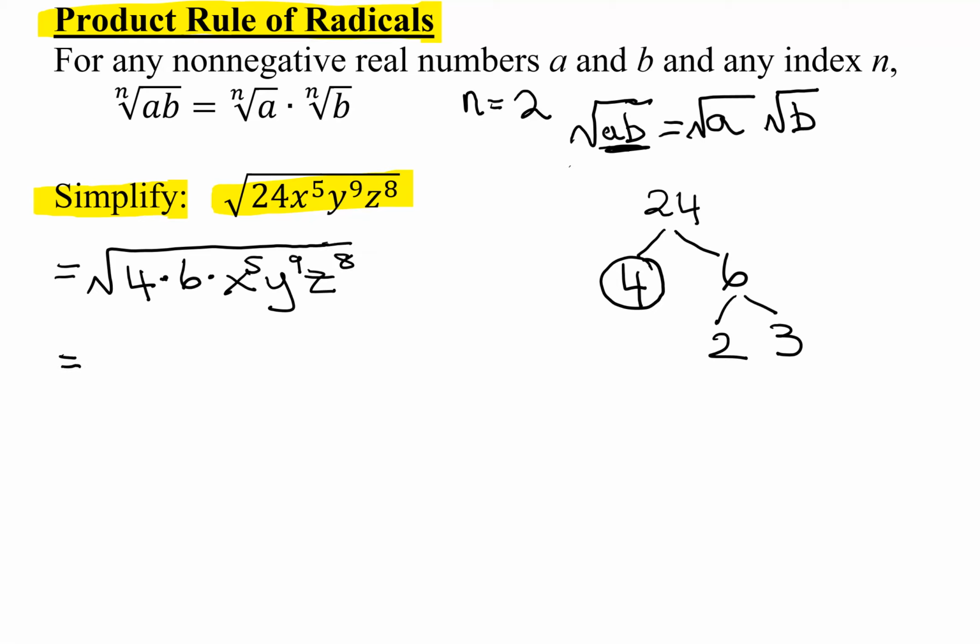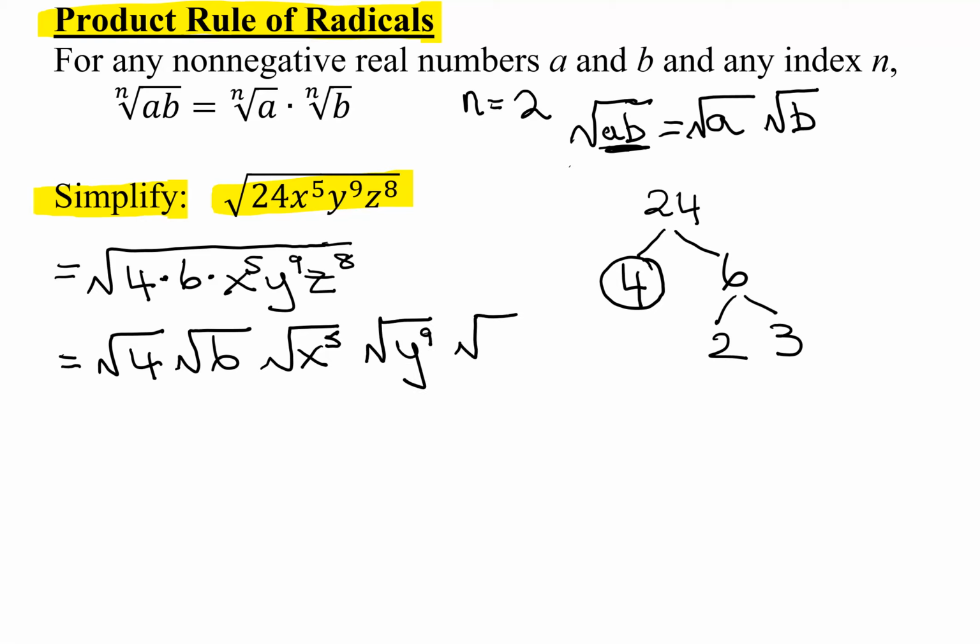And let's look at the numbers. The square root of 4 times 6, I can write as the square root of 4 times the square root of 6 using the product rule of radicals. And then I'm going to write it as the square root of x to the 5th times the square root of y to the 9th times the square root of z to the 8th. So, what's the square root of 4? It's 2. Can I simplify the square root of 6? No. I'm going to leave some room, and I'm going to write the square root of 6 inside the radical.